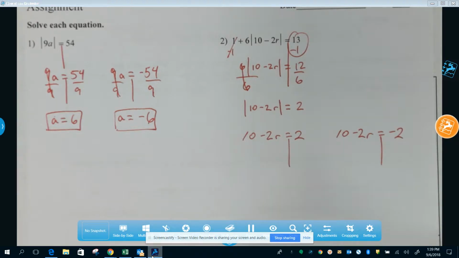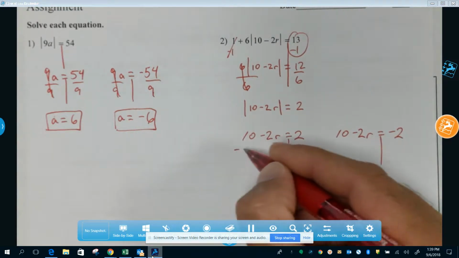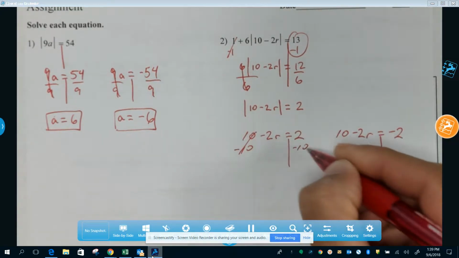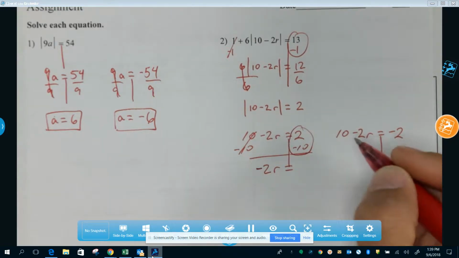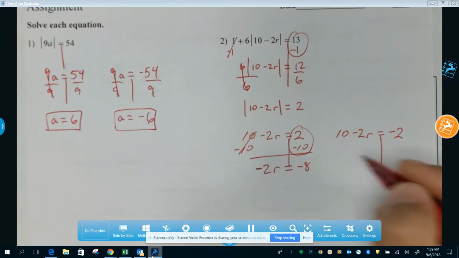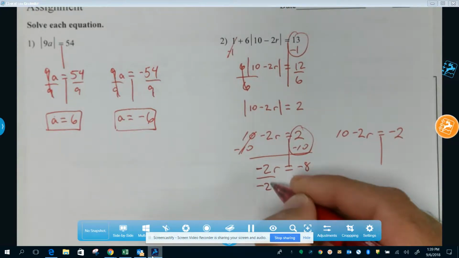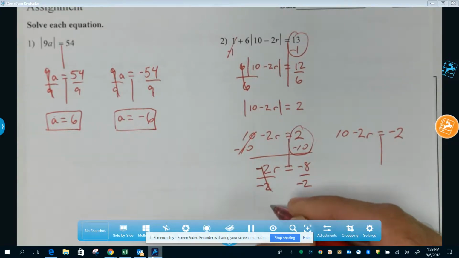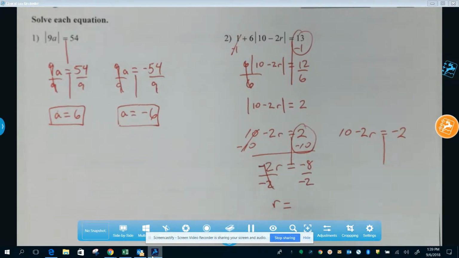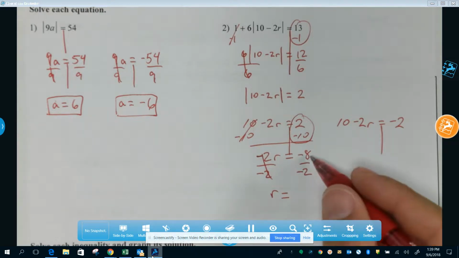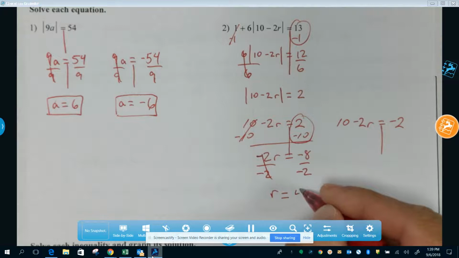All right, so we're going to solve each one of these, and we're going to get two answers for r. We're going to subtract 10 first. Negative 2r still on the left. 2 minus 10 gives us negative 8. Then we're going to divide by negative 2. R equals, if this was an inequality, I would have to flip the sign, but since it's an equal, there's no flipping equal signs. Negative 8 divided by negative 2 is positive 4.